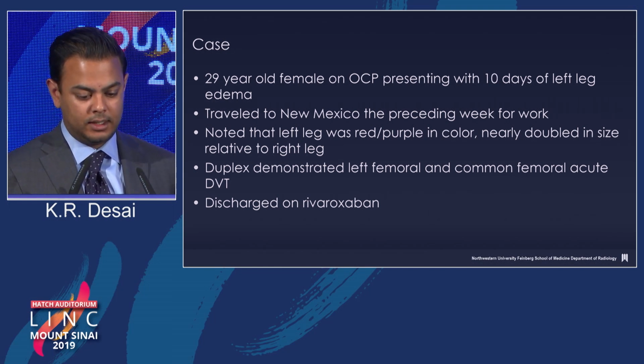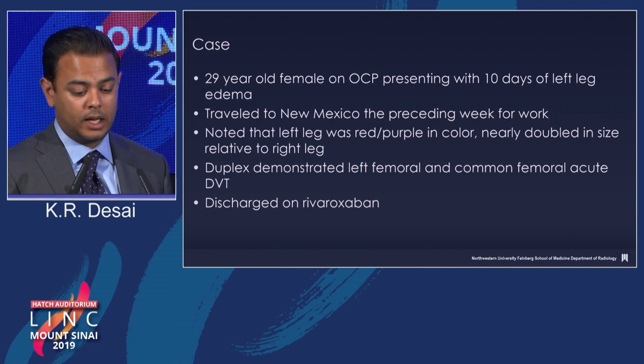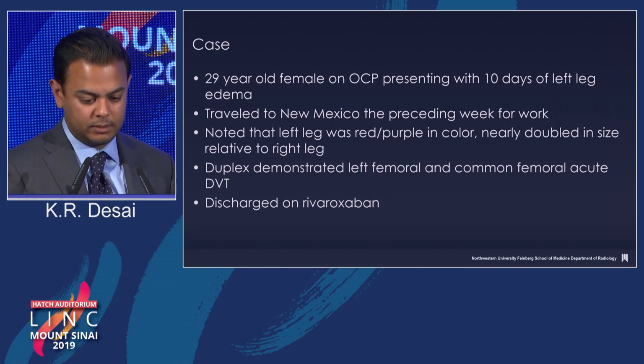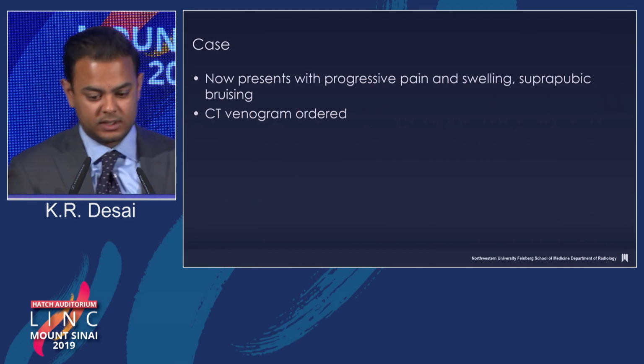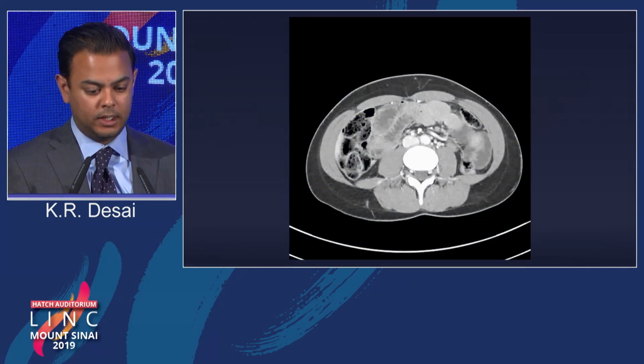The duplex demonstrated what we would expect, which is left femoral and common femoral thrombus. They did not image above the inguinal ligament. Not sure if they made the attempt or not, and she was discharged on rivaroxaban. She then comes to me with progressive pain and swelling. She has suprapubic bruising, and we do a CT venogram.